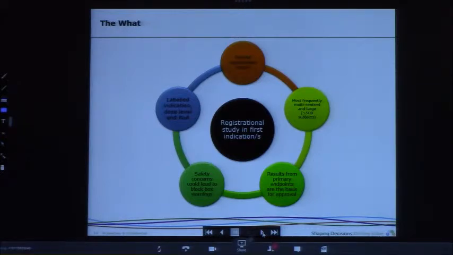They are most frequently multi-centered, and the reason for that, of course, is that they need to have large patient numbers.